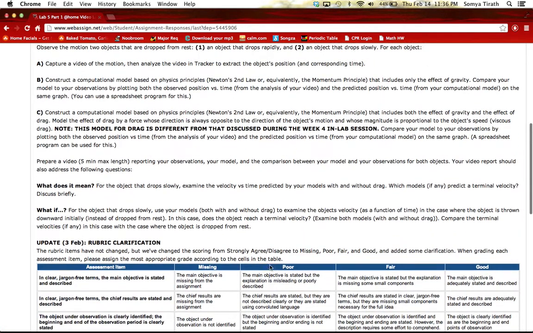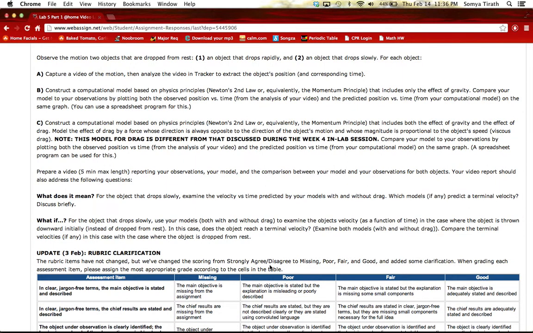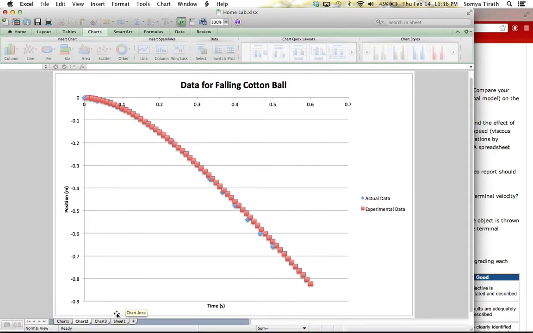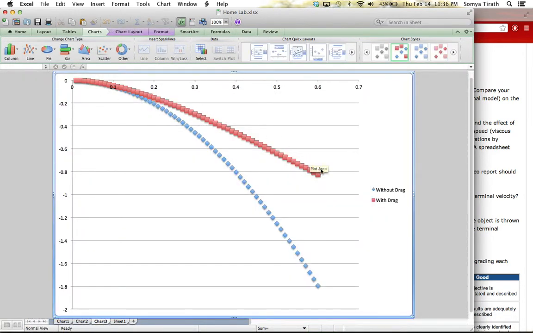Okay, now what if there was no drag? How would this experiment look? Here I graphed what the motion would look like if there was drag, that is the red data points, and the blue data points model the data if there was no air resistance. This shows that air resistance has a big effect on the motion of the cotton ball.